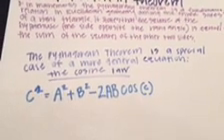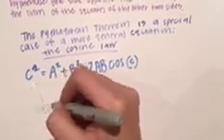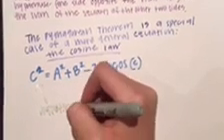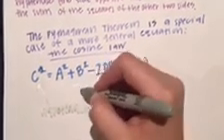The Pythagorean theorem is a special case of a more general equation, the cosine law, which is c squared equals a squared plus b squared minus 2ab cosine C. C represents the hypotenuse, most commonly the missing length, and A and B represent the lengths of the other two sides of the right triangle.